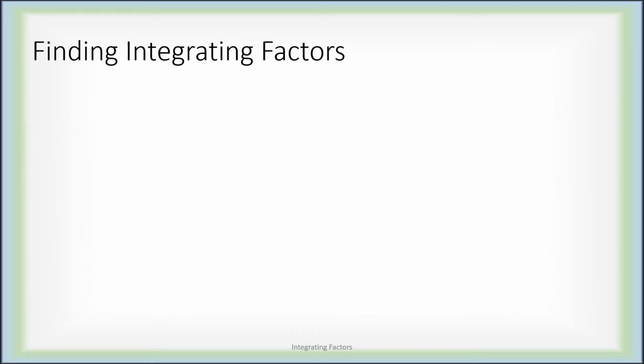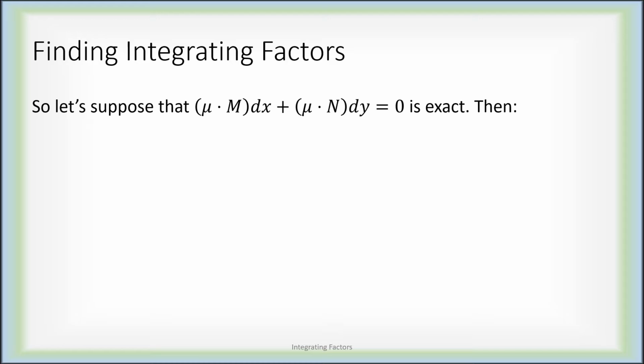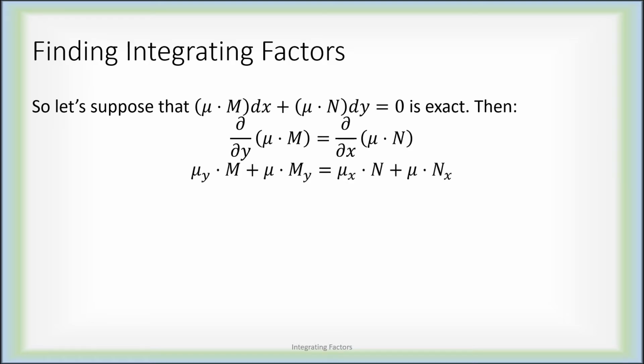Well, how am I going to find that mu of x,y? So let's suppose that we do actually end up with an exact equation after we multiply by mu. We haven't found it yet, but let's just suppose we did and it worked. Well then, if this is an exact equation, d/dy of mu times M must equal d/dx of mu times N. Applying the product rule to both gives me d/dy of mu times M plus mu times d/dy of M equals d/dx of mu times N plus mu times d/dx of N.